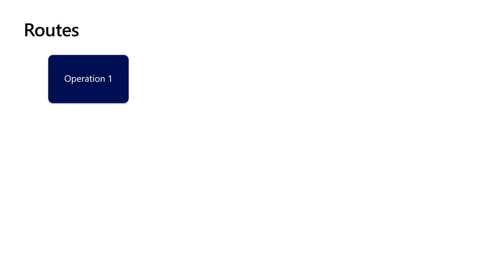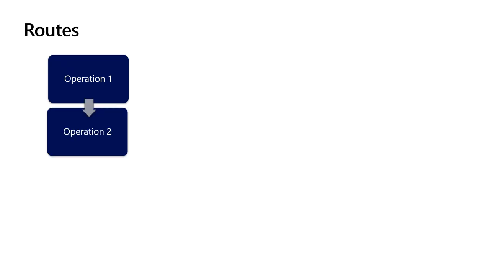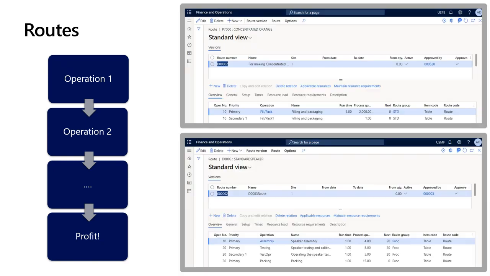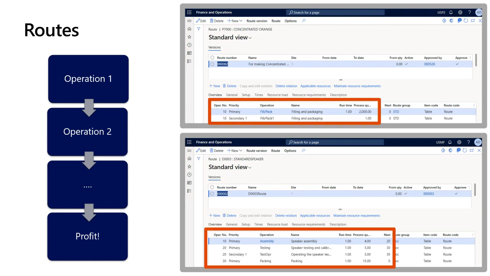So now let's get down to how the sausage is made, literally. Setting up the route entails defining the series of operations that need to occur to generate the product. Here we have the routes specific to producing the concentrated orange juice and speaker product we set up earlier. Along with each step in the route, you can also define the resources that are necessary to complete the operation.